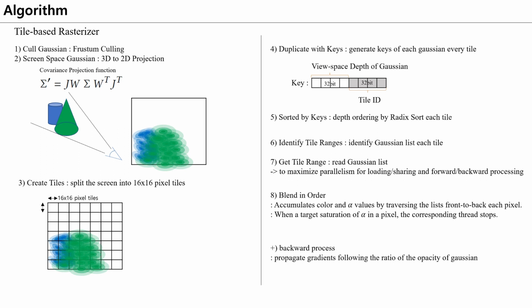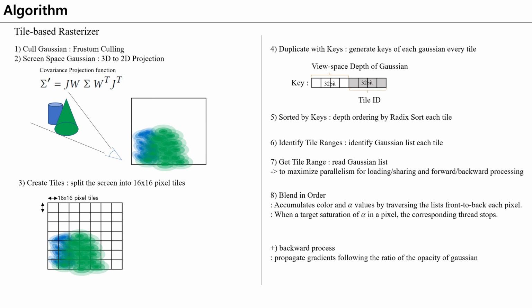In create tiles, it divides the screen into 16 by 16 pixel tiles. You can think of it as dividing it up for parallel processing. In duplicate with keys, it generates a key for each Gaussian for each tile. The reason it says duplicate is because if the Gaussian spans multiple tiles, it duplicates as many times as the Gaussian spans. The first 32 bits of the key are defined as the depth value based on the camera pose, and the last 32 bits of the key are defined as the tile number.